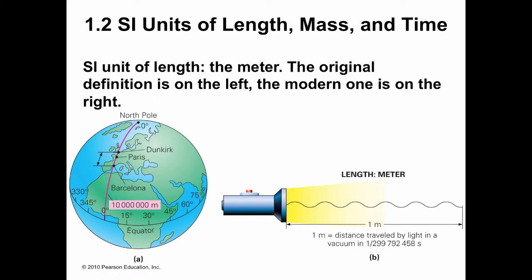So the SI unit of length is really the meter. The original definition is on the left, and the more modern one is on the right. The original definition basically measured the distance from the equator to the North Pole as being 10 million meters. But now we measure it by considering the distance that light travels in 1 over, well, basically the speed of light in a vacuum. And so they're a little off, the old way and the new way, but the new way is more accurate. We use lasers and stuff like that.